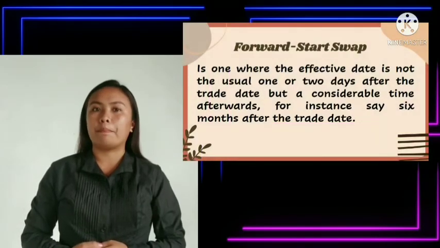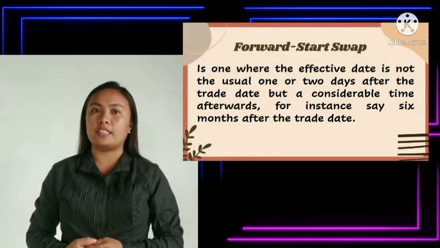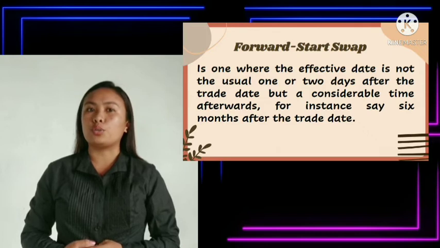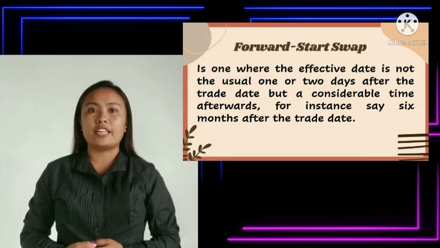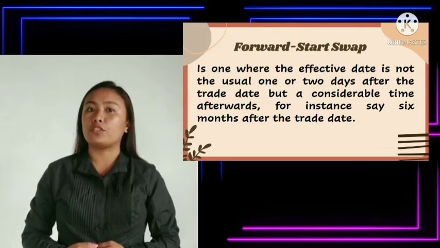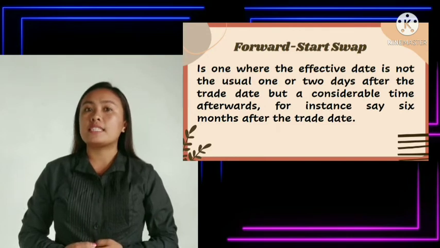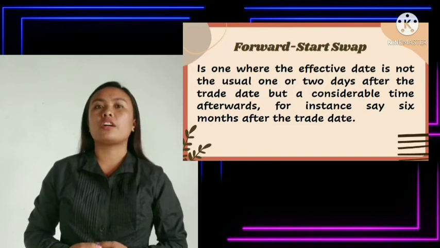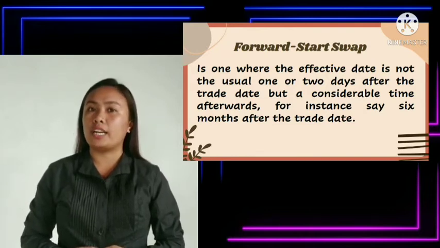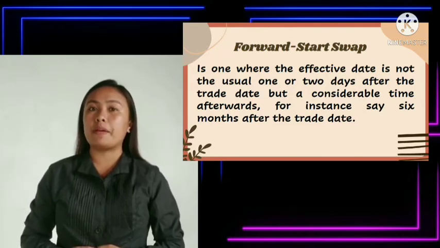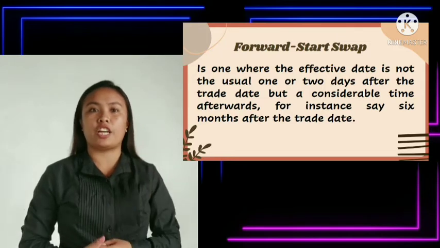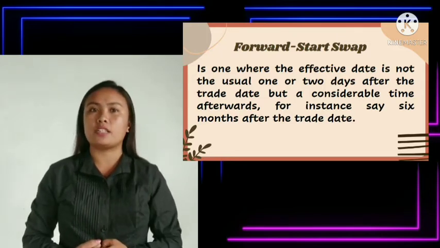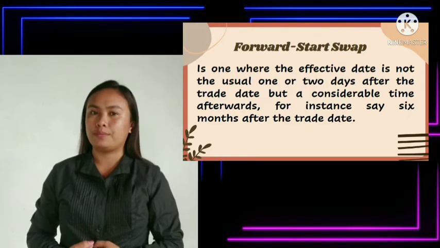Forward start swap is one where the effective date is not the usual 1 or 2 days after the trade date, but a considerable time afterwards, for instance, say 6 months after the trade date. A forward start swap, also called a deferred or delayed start swap, is an agreement between two parties to exchange cash flows or assets on a fixed date in the future.